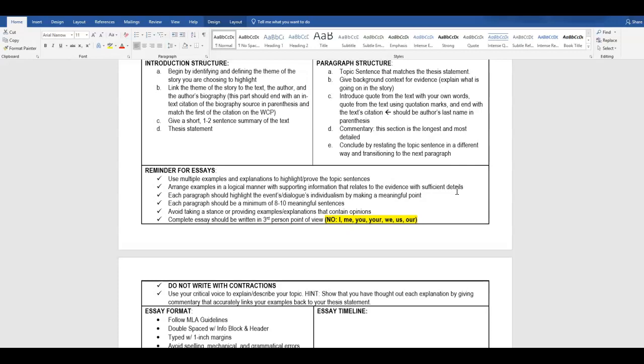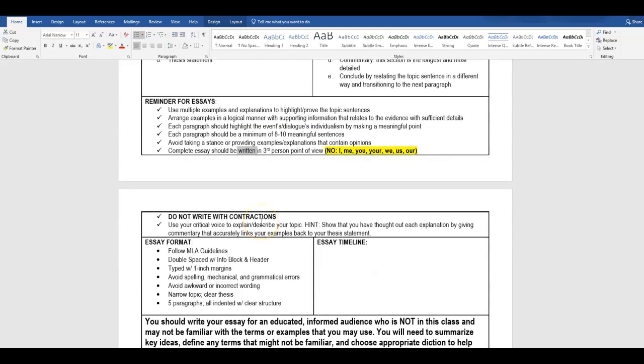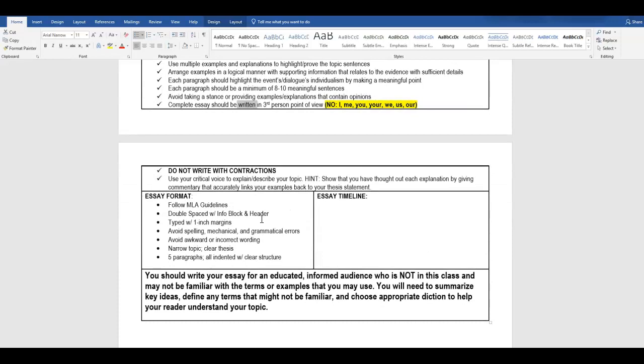Please avoid taking a stance or providing explanations or examples that contain opinions. And your complete essay should be written in third-person point of view. That means I should not find in your own writing the words I, me, you, your, we, us, or our. Now, if you have those words in a direct quote from the text, that is okay. As long as what you have written is in third-person point of view, you will be fine. Also, do not write with contractions and use your critical voice to explain.